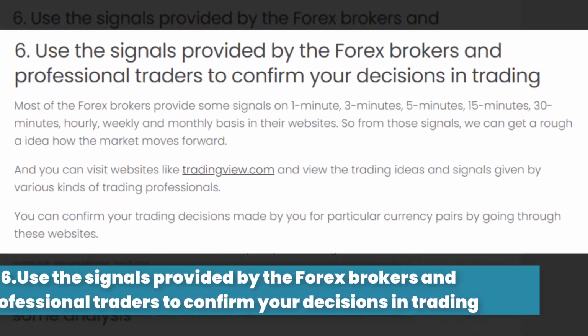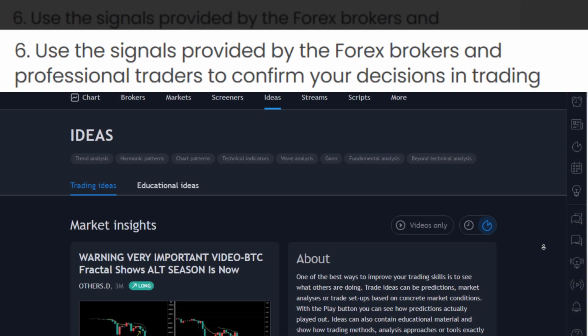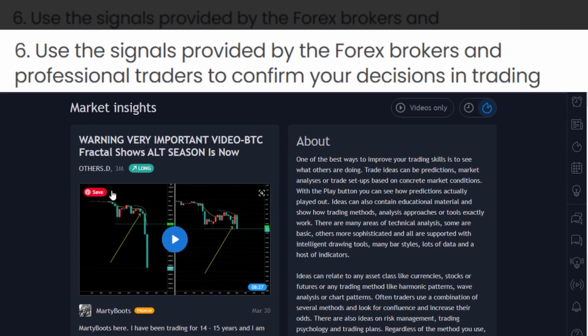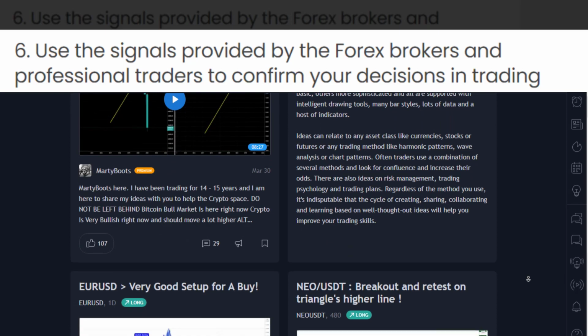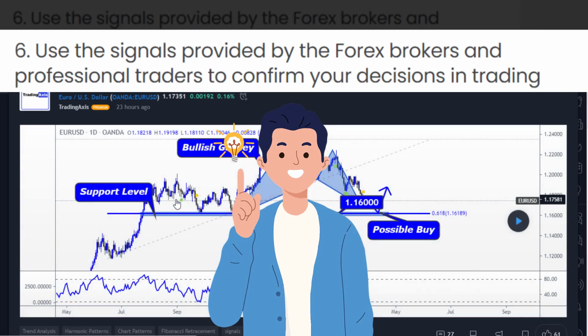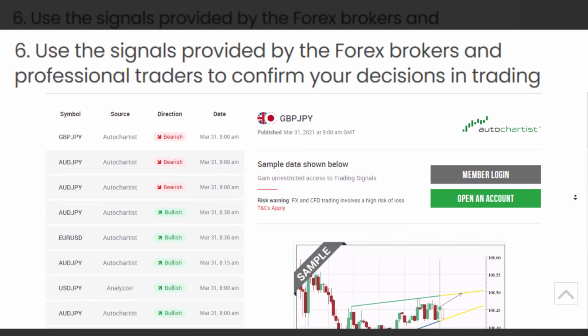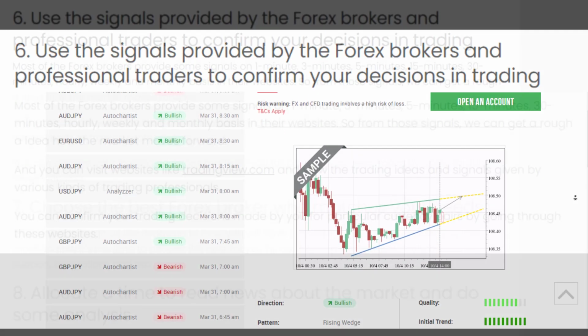Number 6. Use the signals provided by the Forex brokers and professional traders to confirm your decisions in trading. As a beginner, you might be unsure of taking some trading decisions when you are in the market. So until you get confident in your trading, you can take help from this website. And also you can visit your broker's official website and get the signals if available.